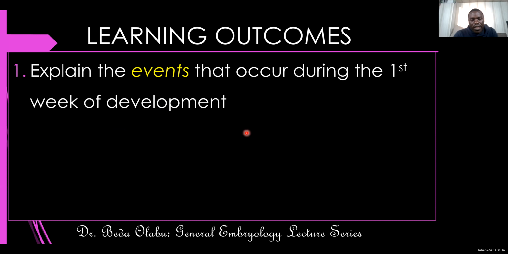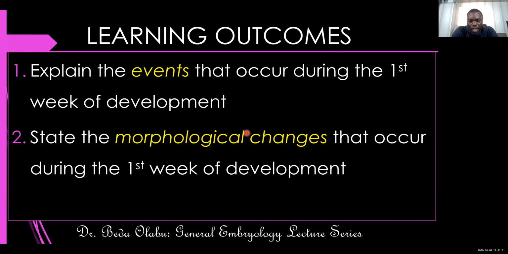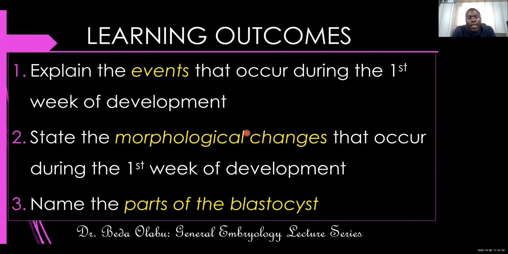What we need to learn in the first week of development are the following. We are going to explain the events that occur during the first week of development. We are also going to look at the morphological changes that take place during this first week, in the understanding that we can't be talking about the zygote forever. The first week of development ends by formation of a structure called the blastocyst. We are going to see the parts of the blastocyst.